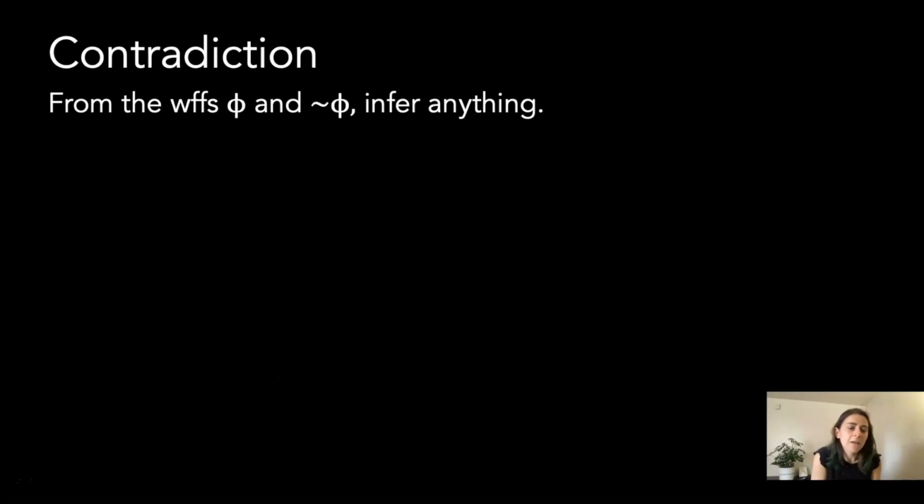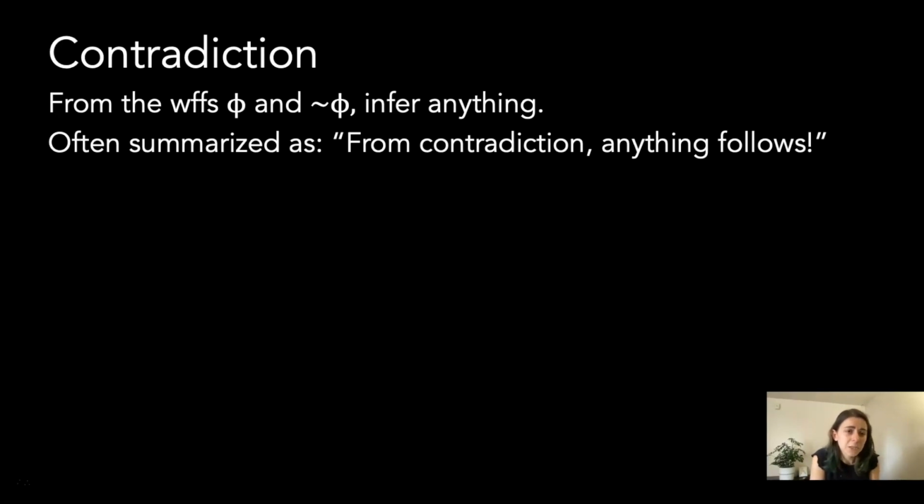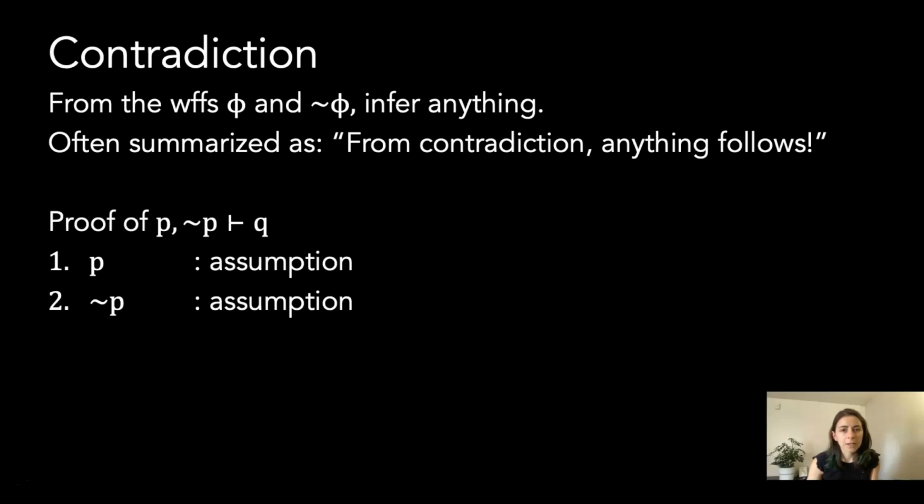The idea here is that from the well-formed formulas phi and negation phi, you can infer anything you want. This is a little bit of a weird rule, and it's often summarized as from contradiction, anything follows. The idea is that if I can derive a contradiction in my proof, something has broken already, and so I can conclude anything that I like. It's really important though that it's a true contradiction, so you have phi and negation phi, and one of them isn't inside of a subproof or anything like that. Okay, so let's see how I would prove this rule.